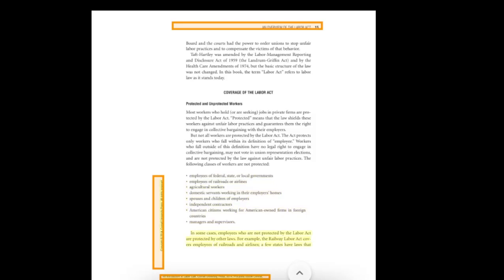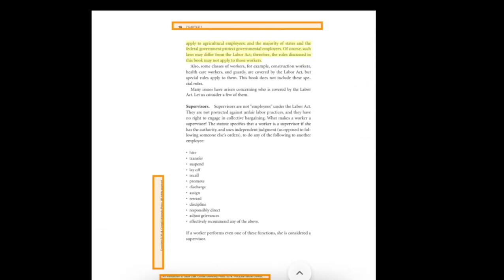In some cases, employees who are not protected by the Labor Act are protected by other laws. For example, the Railway Labor Act covers employees of railroads and airlines. A few states have laws that apply to agricultural employees, and the majority of states and the federal government protect governmental employees. Of course, such laws may differ from the Labor Act, therefore, the rules discussed in this book may not apply to those workers.